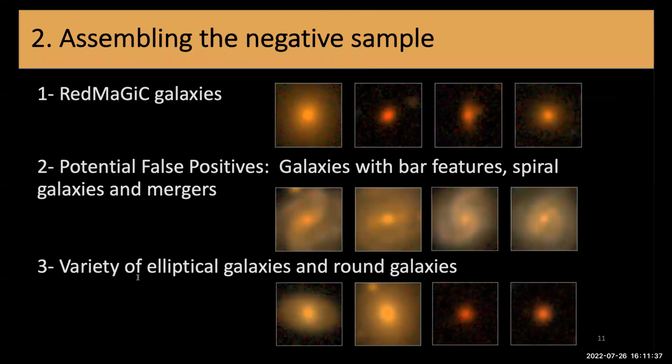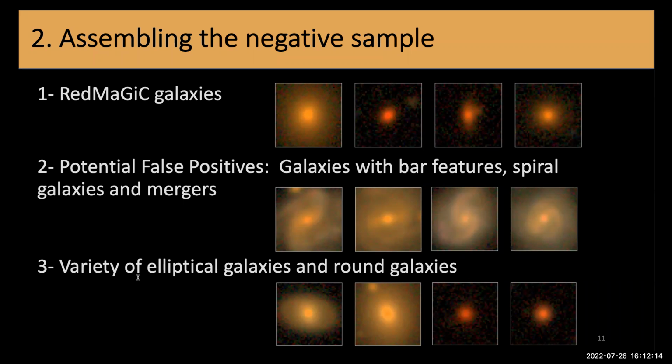Okay, and then now for the negative sample, we use a great variety of galaxies. So for example, for the deflector we use, as I previously showed, red magic galaxies because they are massive elliptical galaxies. And then we also use them here, as in the training, in the negative sample. And then another thing that is important to add is possible false positives. The normal false positives are usually galaxies that have bar features, spiral galaxies and mergers.